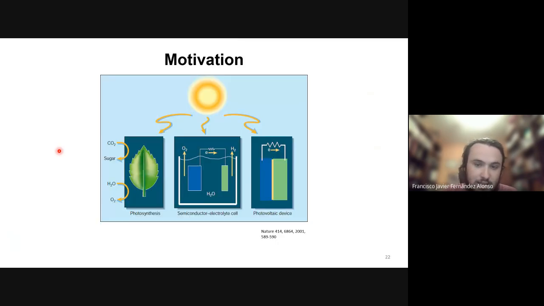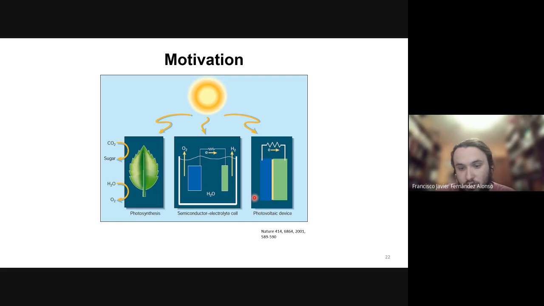There are several ways to produce electricity or fuel from solar light. The most natural way, let's say, is the photosynthesis process that takes place in the leaves of plants. In this case, solar light in conjunction with carbon dioxide and water is used to produce sugar, which is like the fuel of the plants, and oxygen.